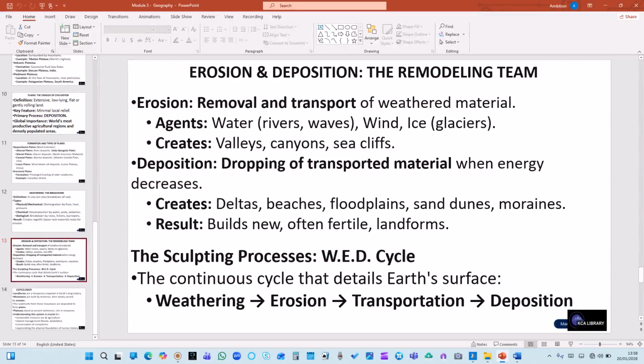The sculpting process, that is the weathering and deposition cycle. The continuous cycle is weathering, erosion, transportation leads to deposition. So the continuous cycle that shapes the Earth's surface is from weathering to erosion, erosion to transportation, then transportation to deposition. That is the rock cycle.